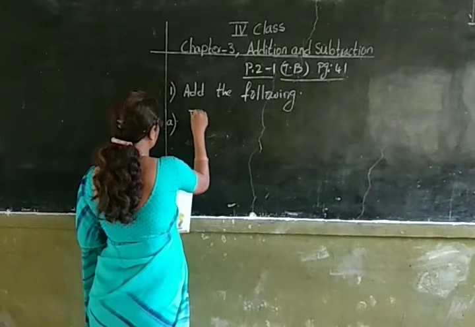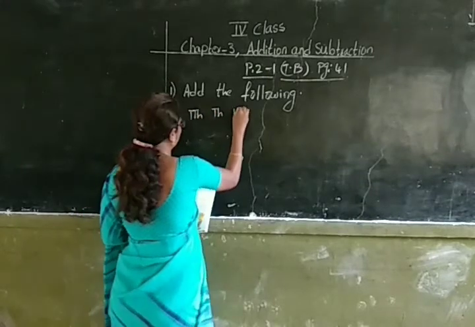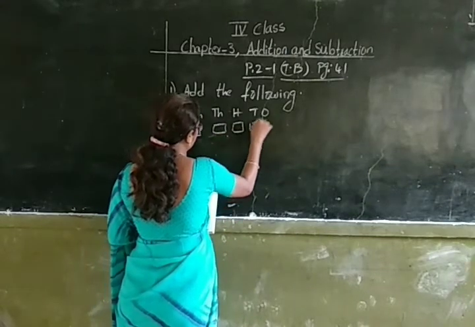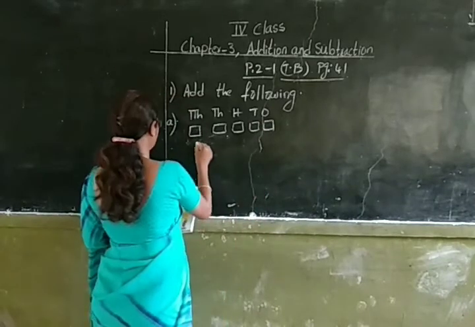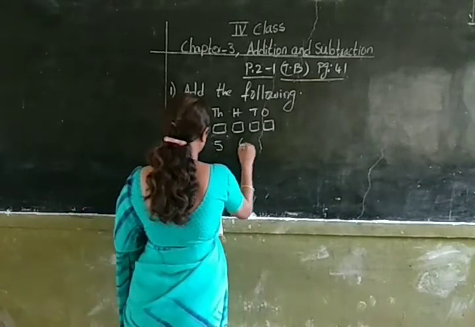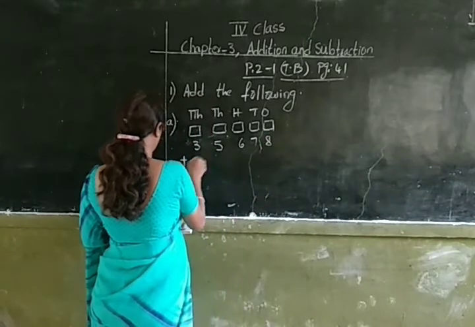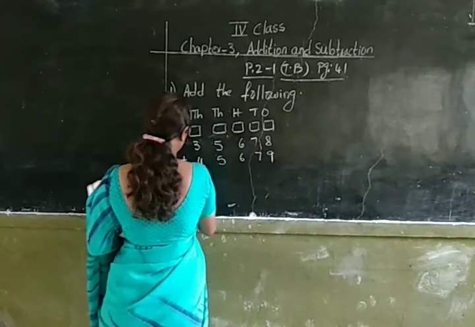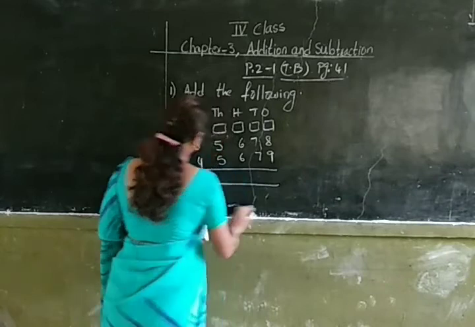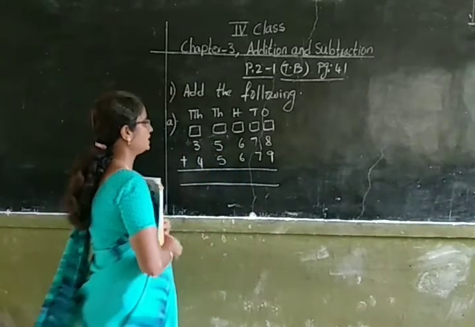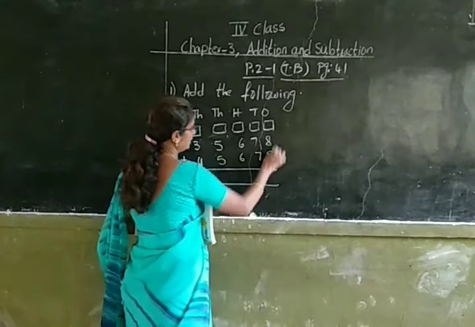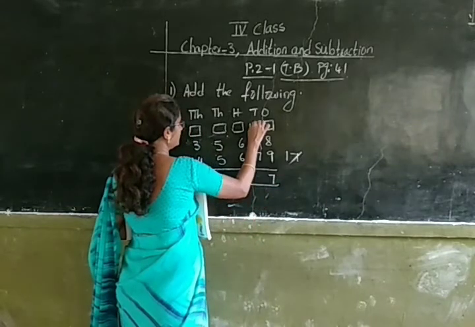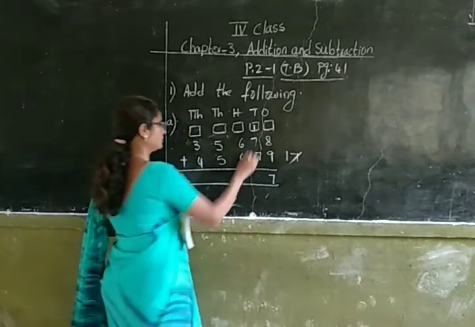First let us write down the places. After writing the places, arrange the numbers in columns. After arranging the numbers in columns, put the symbol for addition, which is plus. Always start adding from ones place. 8 plus 9 is 17. Put 7 in ones place and carry away 1 to the next place.